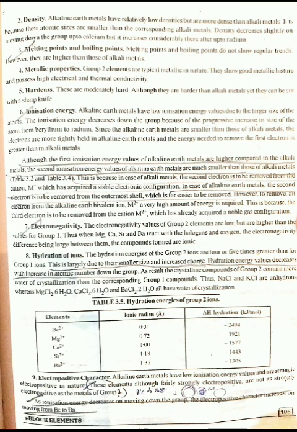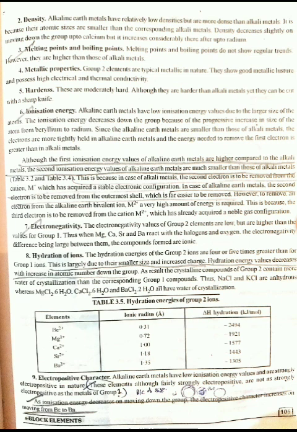Second, density. Alkaline earth metals have relatively low densities but are more dense than alkali metals. It is because their atomic sizes are smaller than the corresponding alkali metals. Density decreases slightly on moving down the group to calcium, but it increases considerably thereafter up to radium. Third, melting points and boiling points. Melting points and boiling points do not show regular trends, however, they are higher than those of alkali metals.